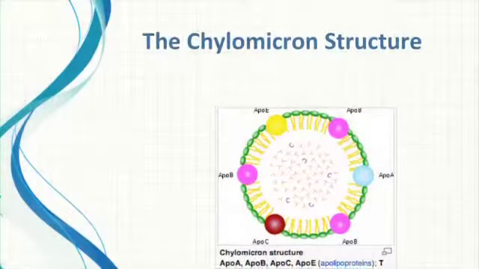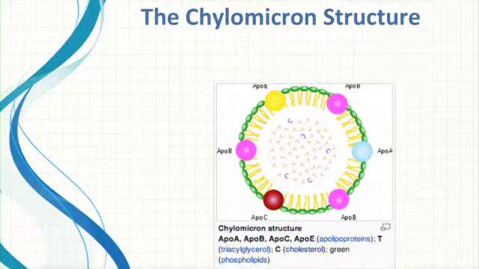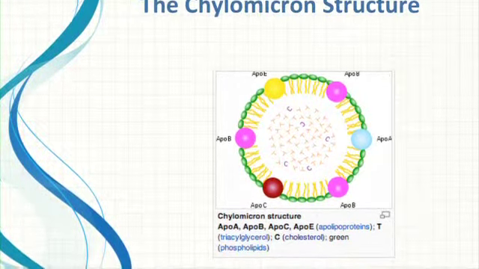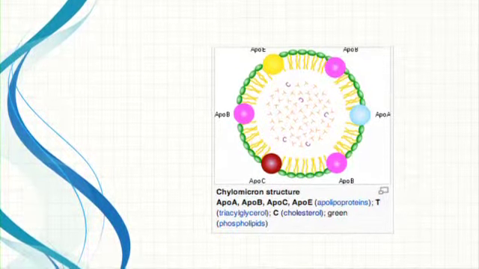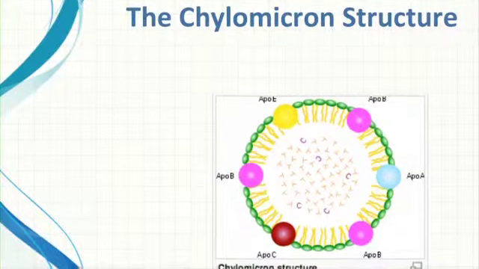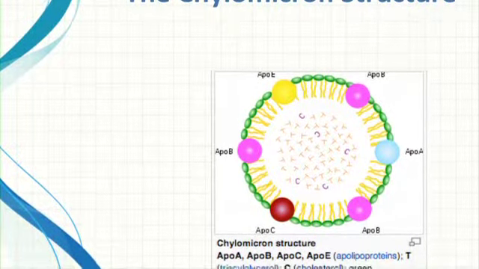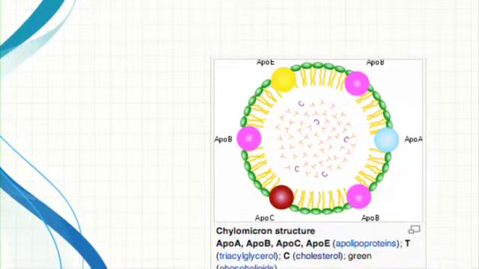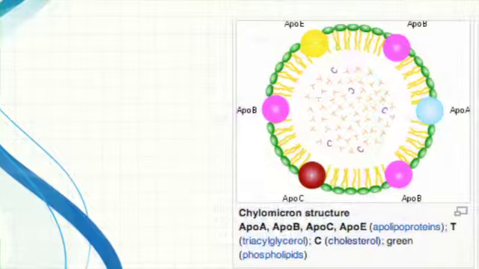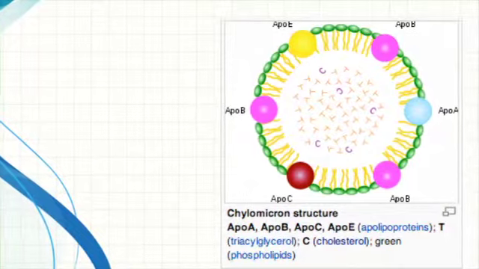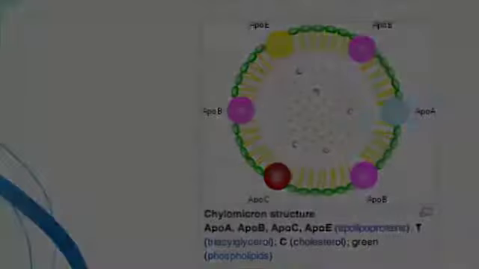Now let's look at these molecules. The first I'd like to show you is the chylomicron structure. As you can see, this is that big molecule that I was talking about that goes from the intestine to the liver. It's a big fat molecule, and it's got lots and lots of proteins on it. As you can see, it's got protein A, B, C, and E. It goes only from the intestine right to the liver.